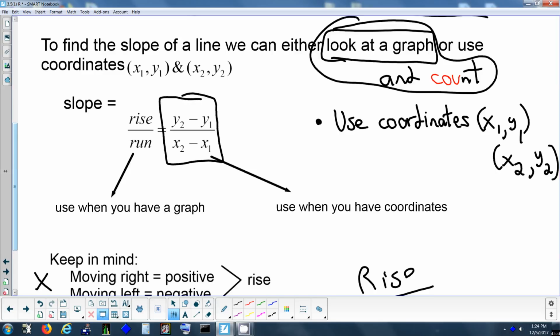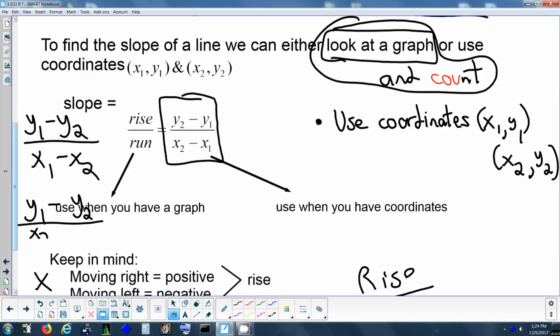You cannot put the x's on the top and the y's on the bottom. I don't care if you do y1 minus y2 over x1 minus x2. That's fine. But you can't do y1 minus y2 over x2 minus x1. It's not consistent. Whatever set of coordinates is your first set, make sure that first x is on the bottom, not the second x.